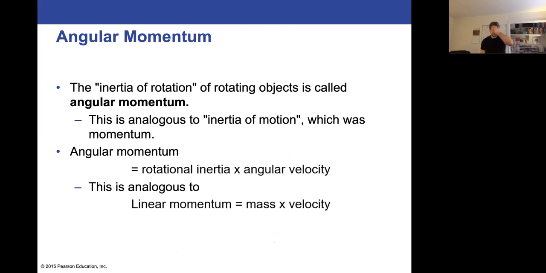Okay, so we've talked about rotational speed. And just now we've talked about rotational inertia. Now, back when we were talking about Newton's laws, inertia was mass. Mass was the thing that talked about how much inertia we had. That's fine. Now we're talking about rotational inertia, which is the thing, at least as far as rotation goes, that tells us how much inertia we have.